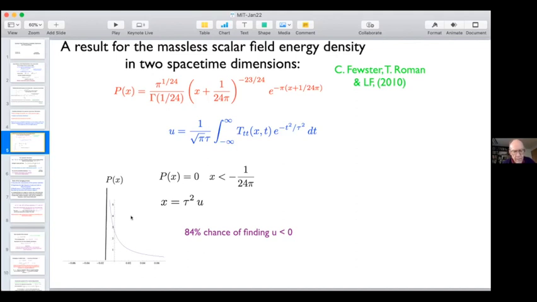And in this particular case, if you made measurements, 84% of the time you'll find a negative value because of the large rise in the probability distribution on the negative side, but the mean value is zero in the vacuum. So the large positive values, the less frequent results of measurements, exactly outweigh the more frequent negative, but smaller in magnitude, values that one finds.